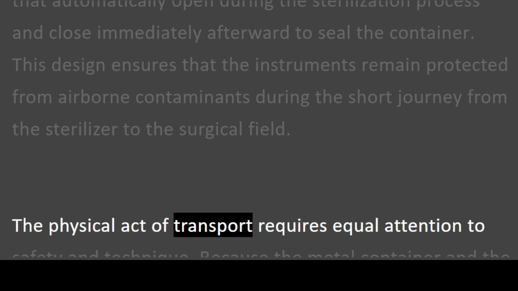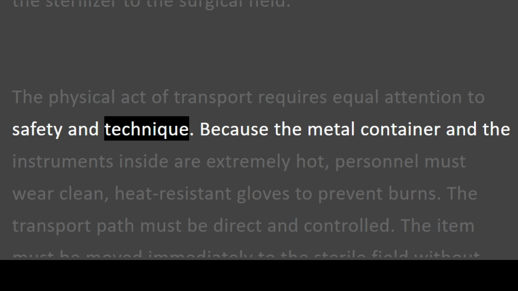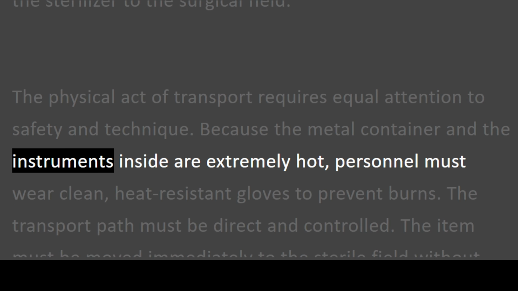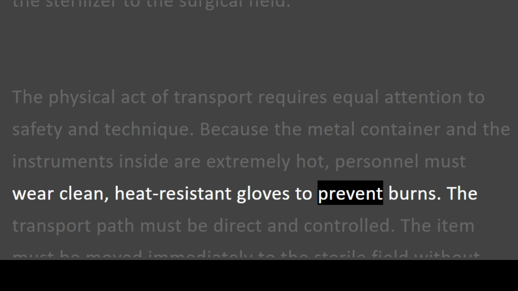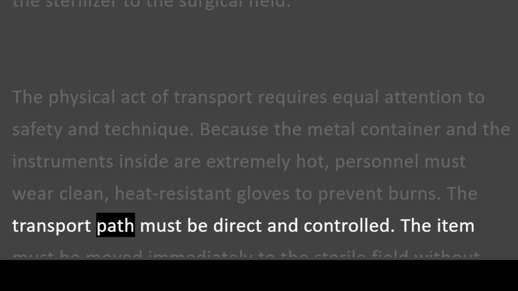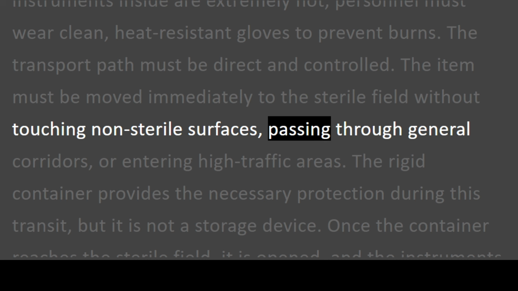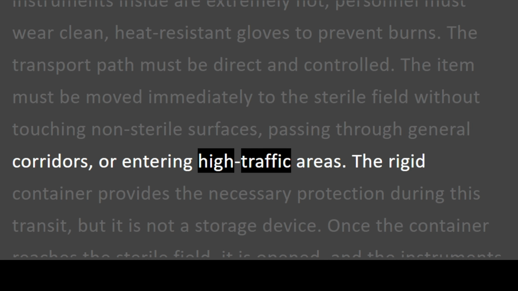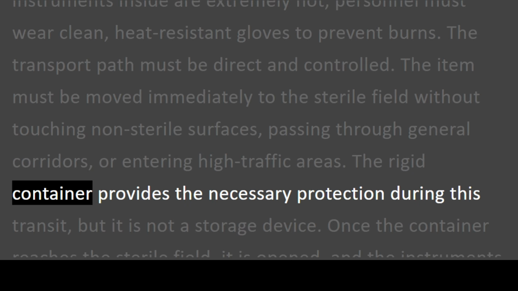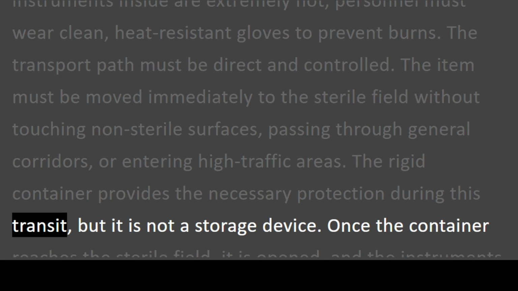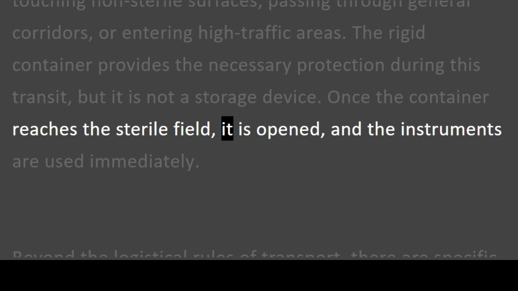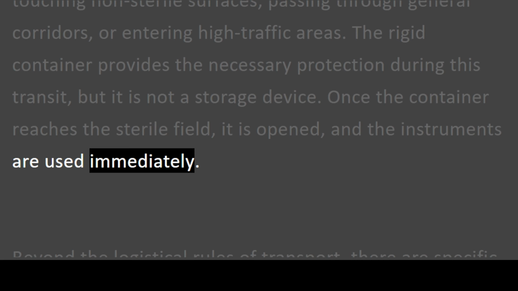The physical act of transport requires equal attention to safety and technique. Because the metal container and the instruments inside are extremely hot, personnel must wear clean, heat-resistant gloves to prevent burns. The transport path must be direct and controlled. The item must be moved immediately to the sterile field without touching non-sterile surfaces, passing through general corridors, or entering high-traffic areas. The rigid container provides the necessary protection during this transit, but it is not a storage device. Once the container reaches the sterile field, it is opened, and the instruments are used immediately.